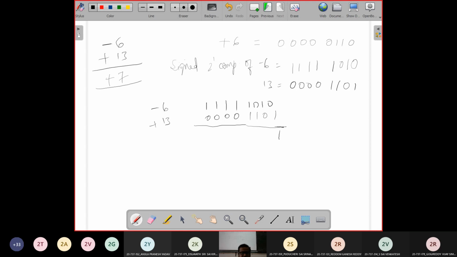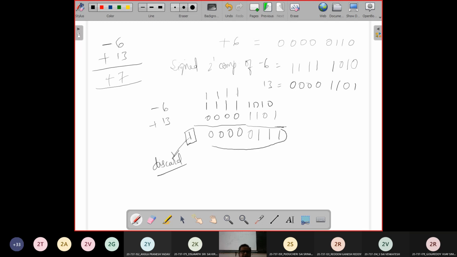This will be 1 here, this will be 1, this will be 1, this will be 0, carry 1. Now this will be 0, carry 1. This will be 0, carry 1. This will be 0, carry 1. So this will be 0. Now there is an end carry which is generated. Whenever you are doing binary arithmetic, the procedure says whenever there is an end carry generated, simply discard it.